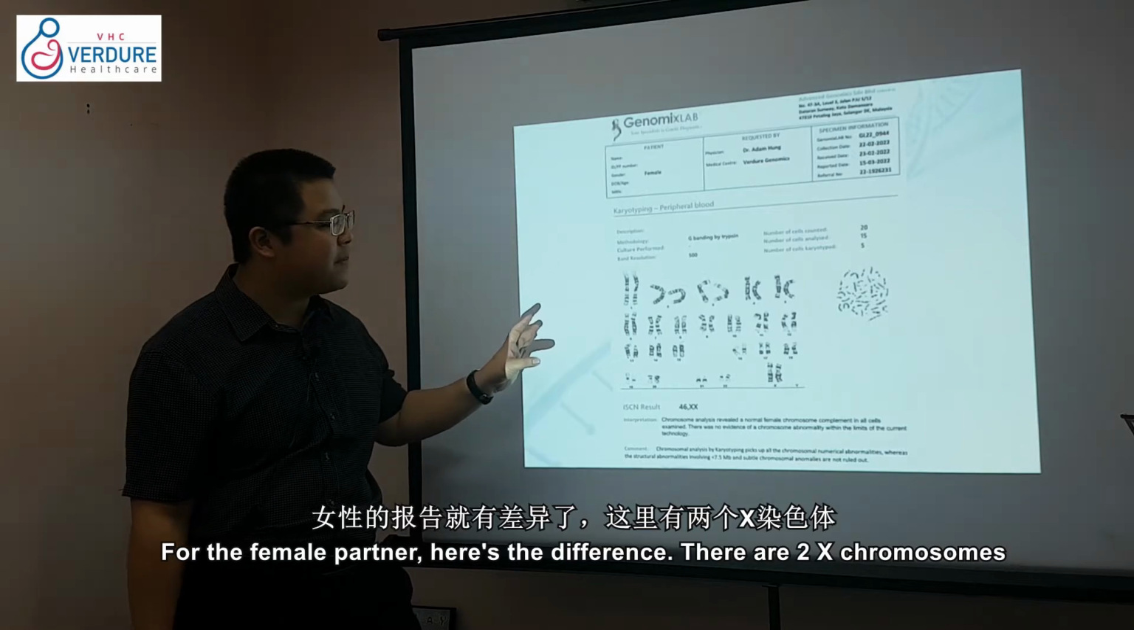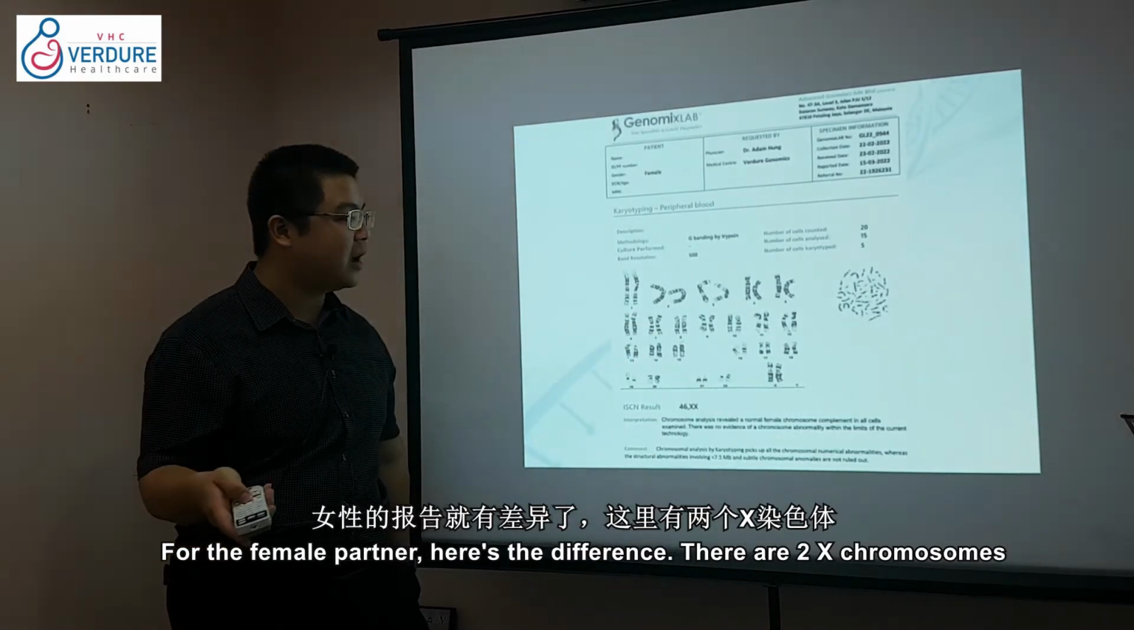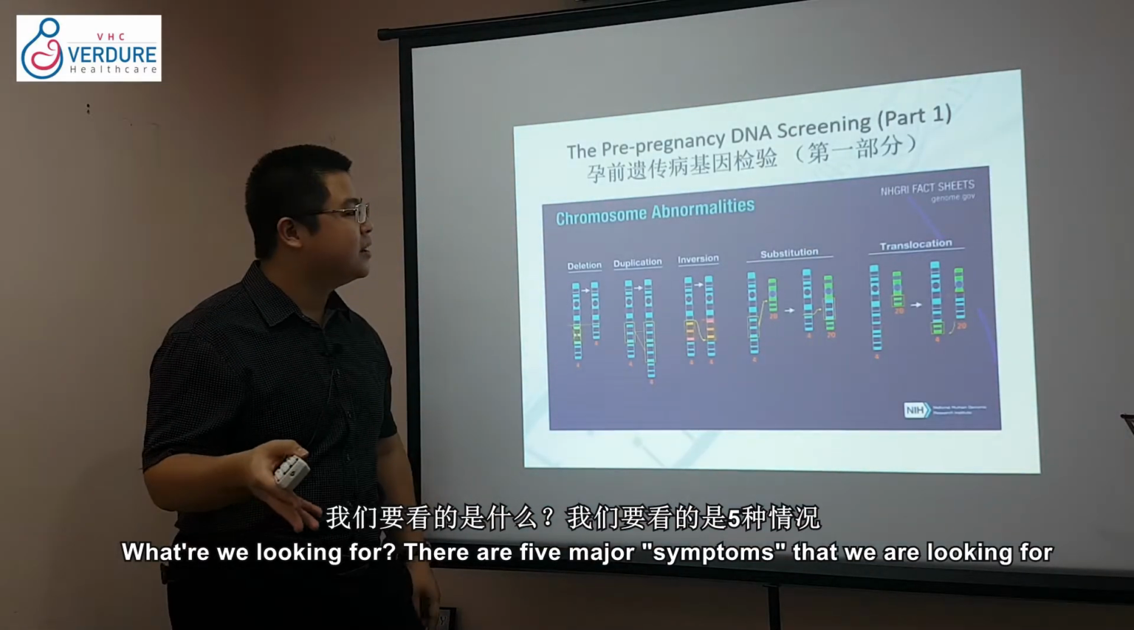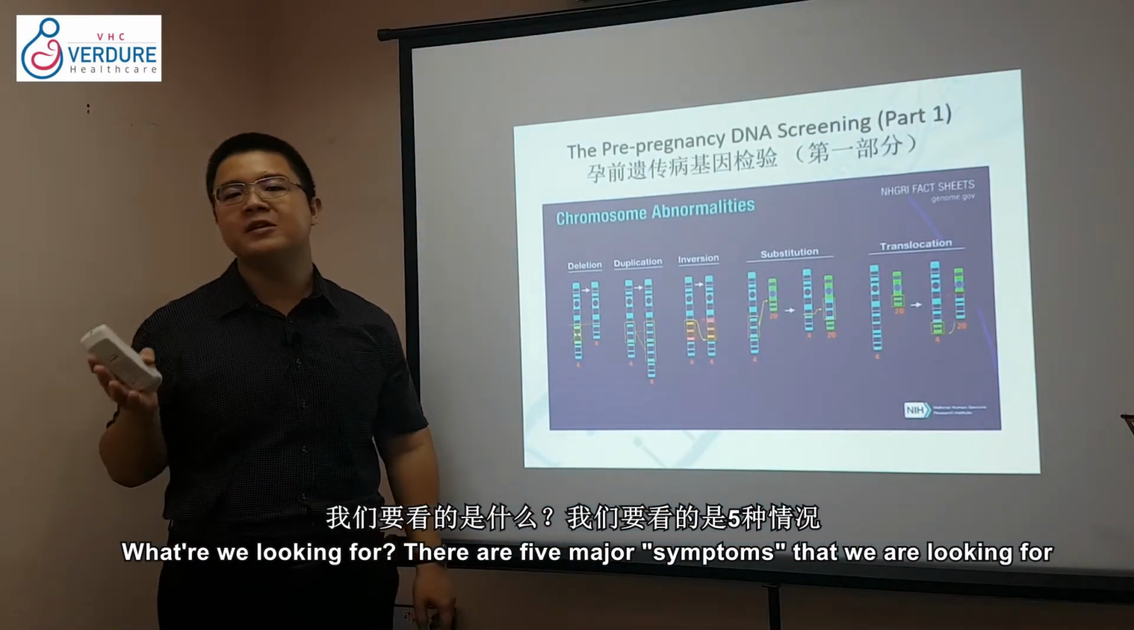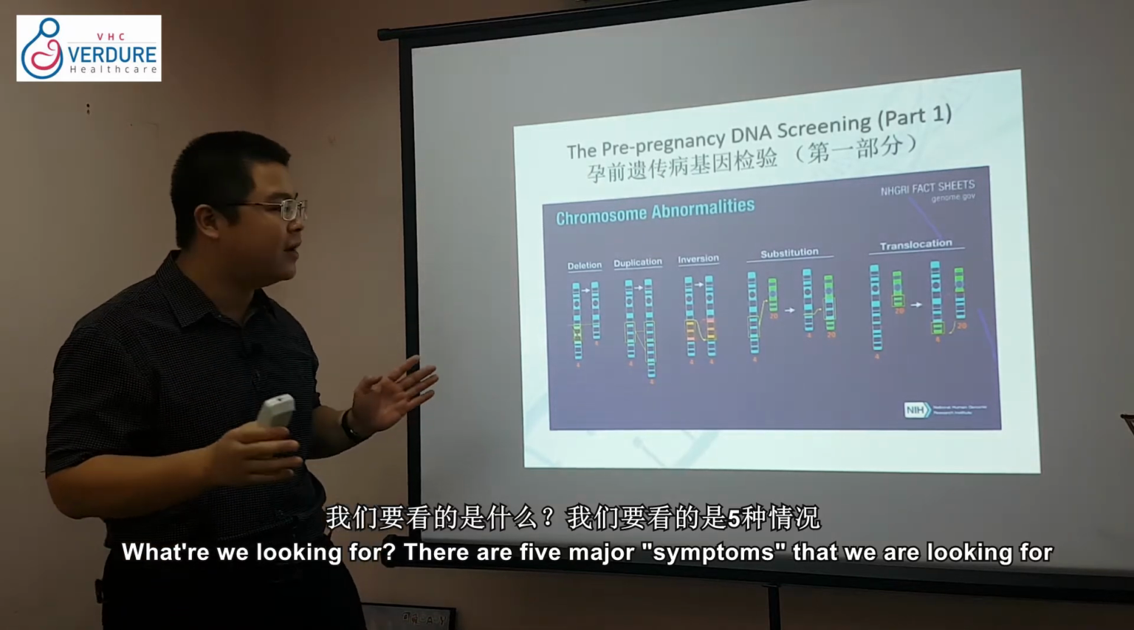Okay, so for the female partner, here's the difference. You see, 2 X's. So what are we looking for here? There are 5 major kinds of symptoms, let's just put it that way, that we are looking for.